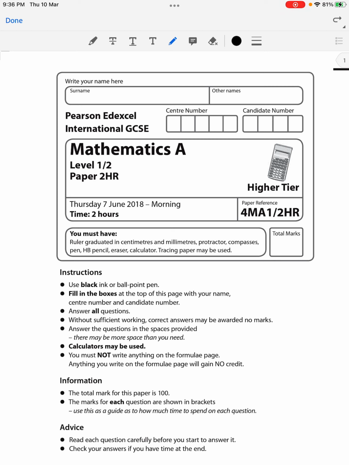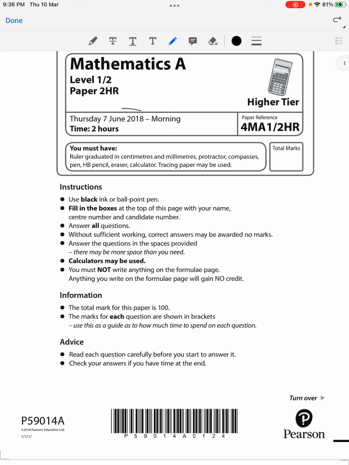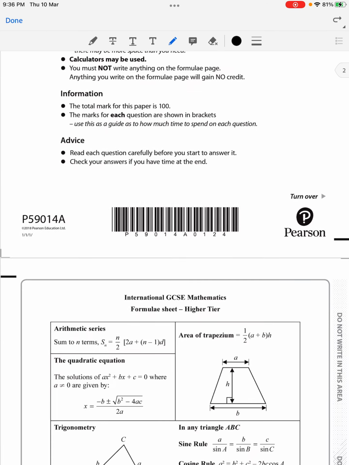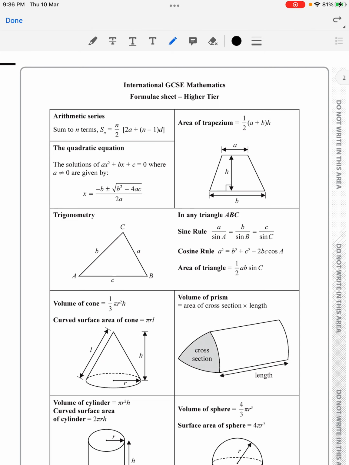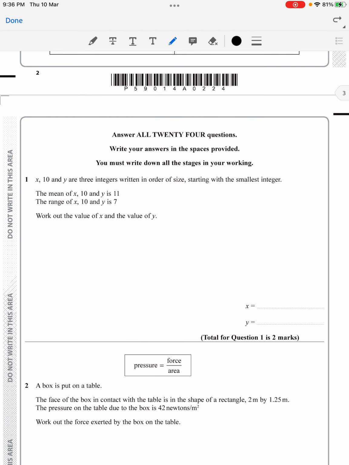So the specification for this paper is Mathematics A, and the paper reference for this paper is 4MA1/2HR. So let's start off remembering that this is a June 2018 paper. Always use black ink. So the next page shows us the formula sheet, which is going to be given by the International GCSE Mathematics, and we can use all the formulas here so you don't need to memorize it. So let's start with the first question.